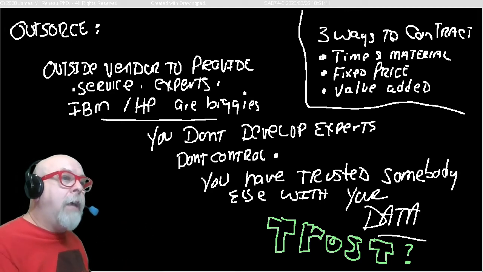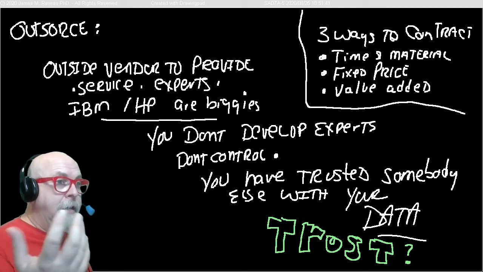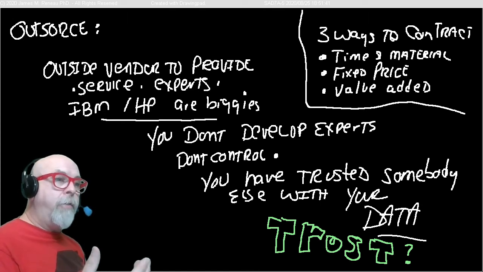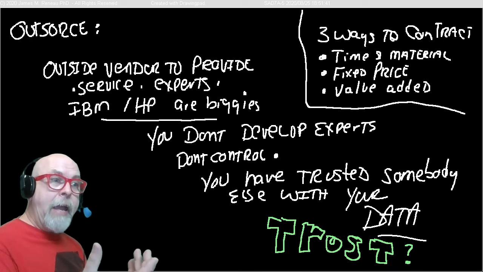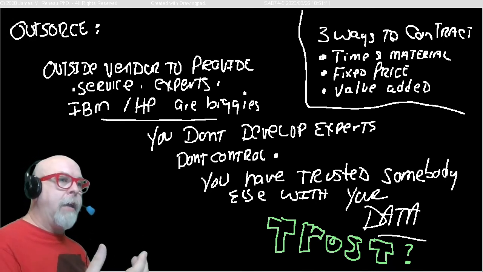Now, the thing with time and material contracts, they're good for the vendor, the company that's doing the outsourcing, because if it takes them a lot of time to do something, they're going to get paid for all of that time. So a time and material kind of thing.